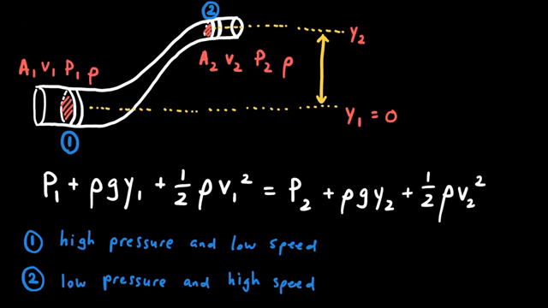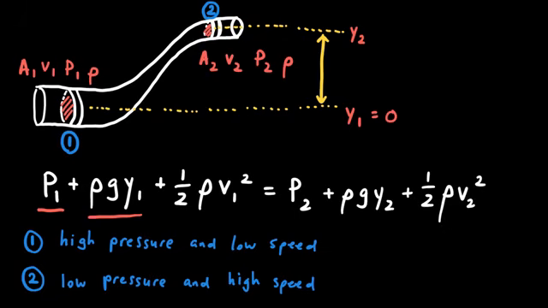Then we can relate these two positions by Bernoulli's equation, which says that P1, which is the pressure at location 1, plus rho g y1, and rho represents the density of the fluid, and the density is the same at positions 1 and 2, and that's why it wasn't labeled with a subscript. g is the same at both locations, but the two vertical locations of the pipe are not the same, so that's why this first position is labeled as y1.